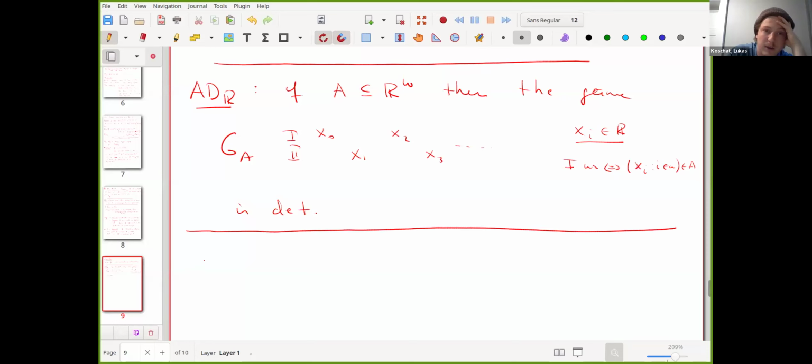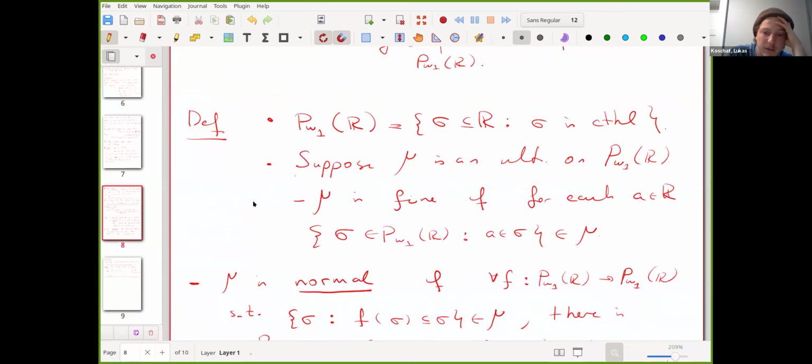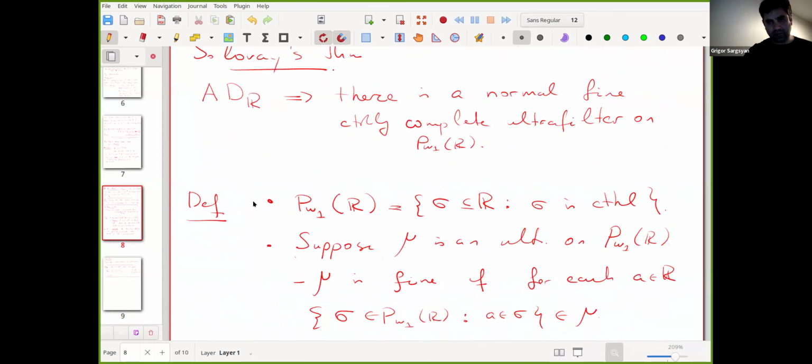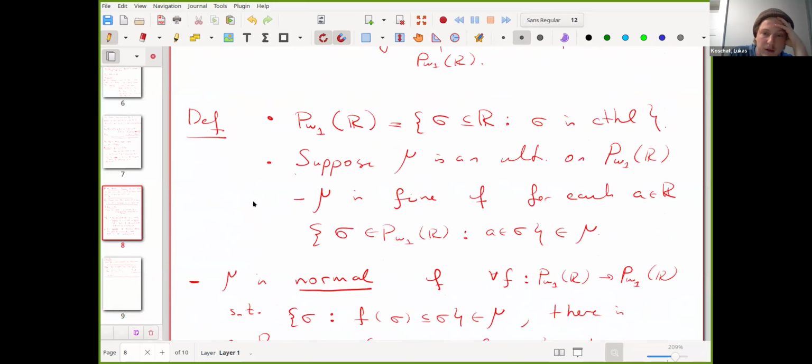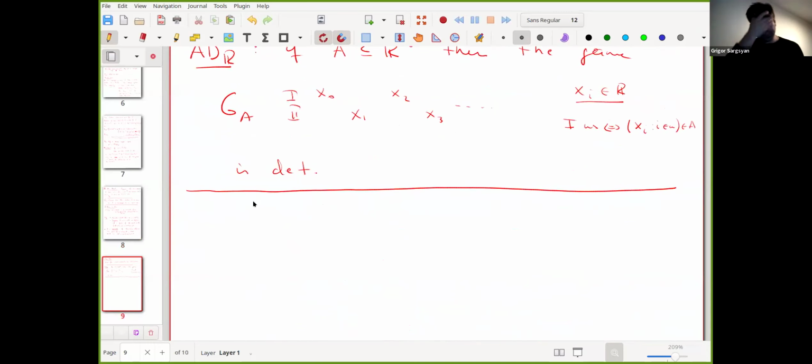What if F is the identity function in the normality? Do you need a strict subset maybe? But then any A would do it, right? Just pick any A. Because of fineness, sorry, yeah. That's just fineness.